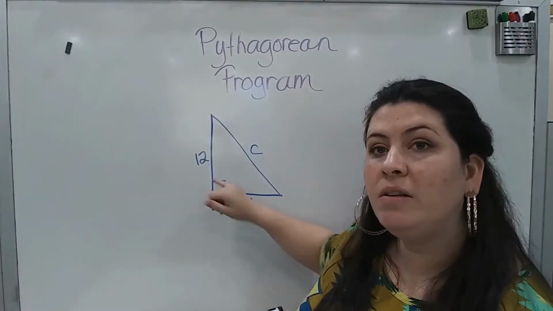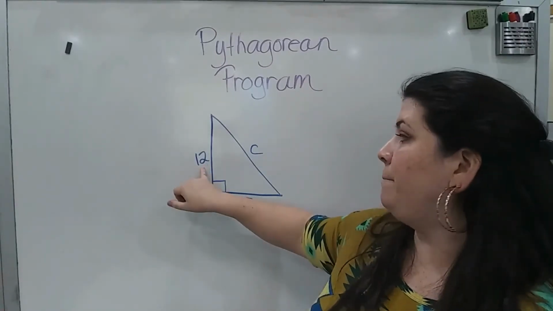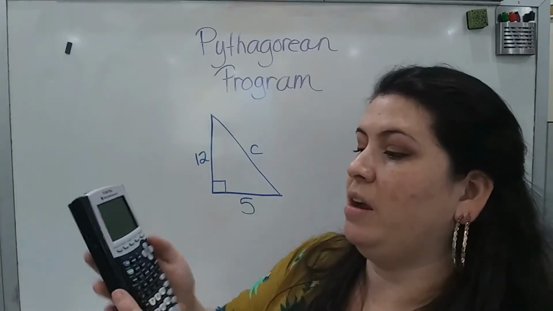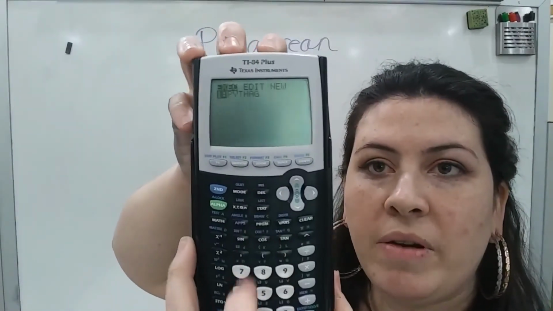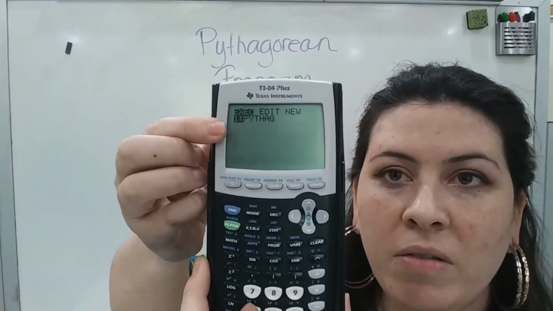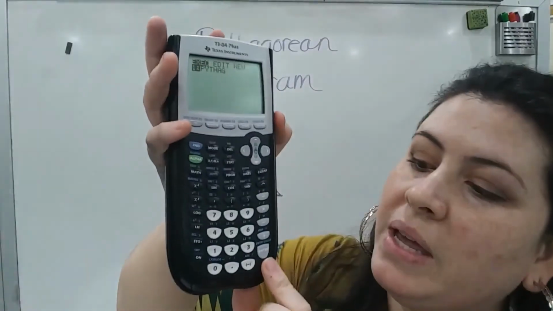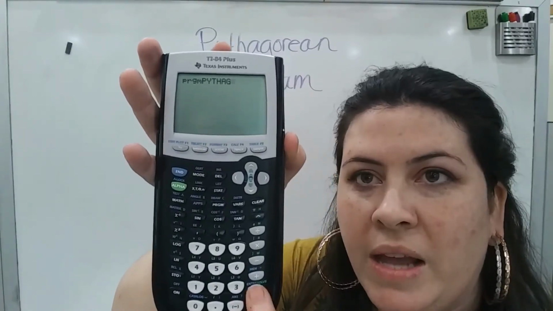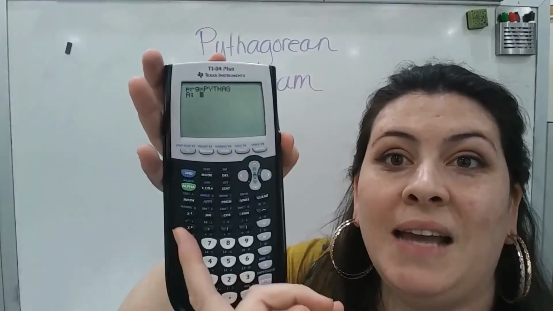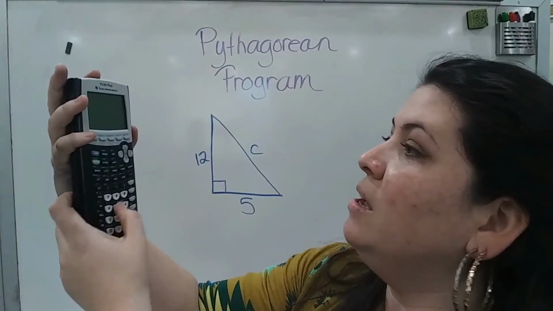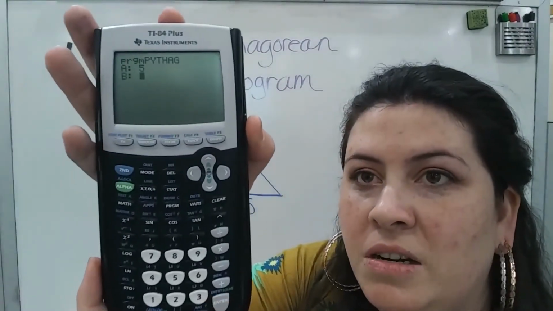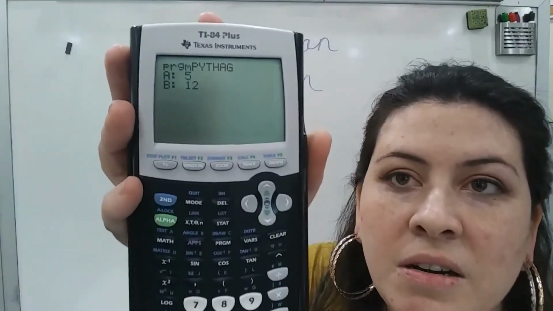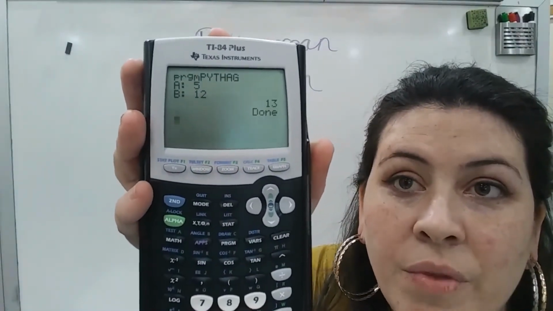We have our right triangle. A is 5, B is 12. Let's see if we get C. So we'll turn our calculator on, go into programs. Look, there's the program that we wrote. We want to execute it, so we hit enter, then it puts it onto our main screen, and we'll hit enter again, and look, it's asking for A. Well, A is 5, and we'll hit enter. Now it asks for B. B is 12, and we'll hit enter, and there's C, 13.